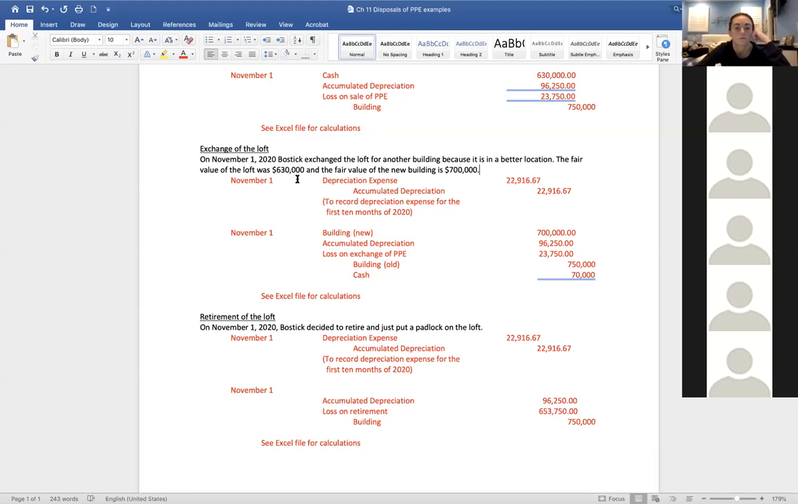Good. What if it was the other way around? What if my building had a fair value of 700,000? Now I know that the gain or loss would change, but just thinking about the cash, what if the fair value of my building was 700,000 and the fair value of the asset that I received was 630,000? Then you would get paid. Right, so now I would debit cash for 70,000 because I would be the one receiving the cash.